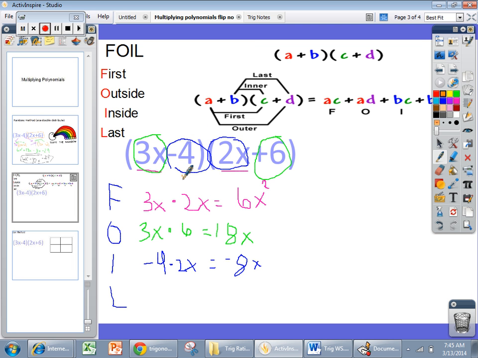And then last but not least, we're doing last. So you're doing your last terms. So I have a -4 that's last and a positive 6. Alright, -4 times 6 is -24. Sorry, let me fix that because it looks a little crazy.